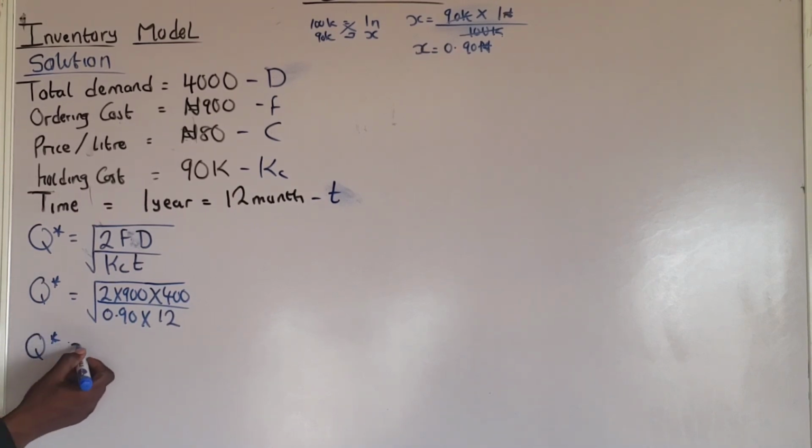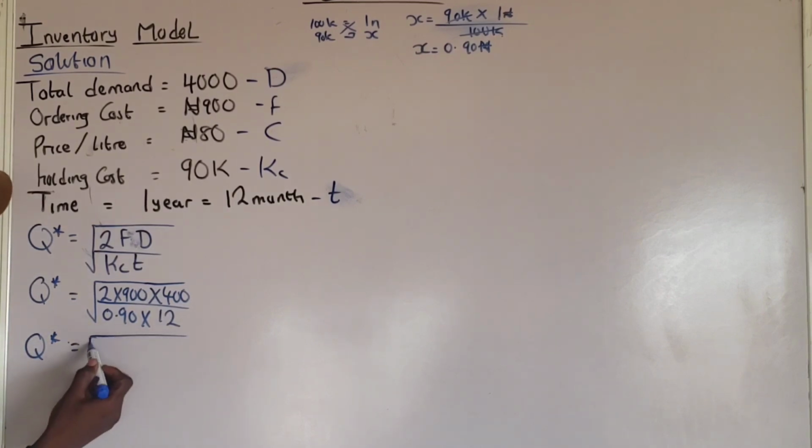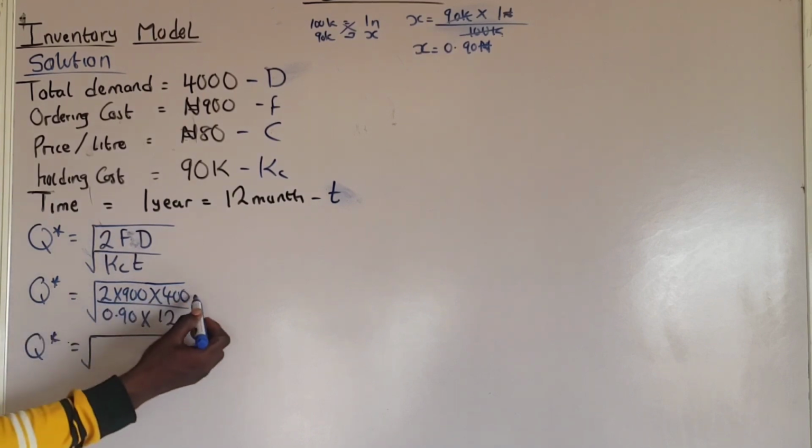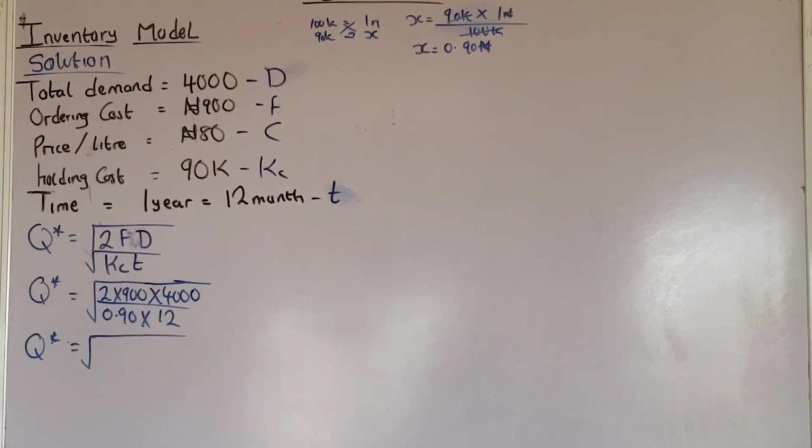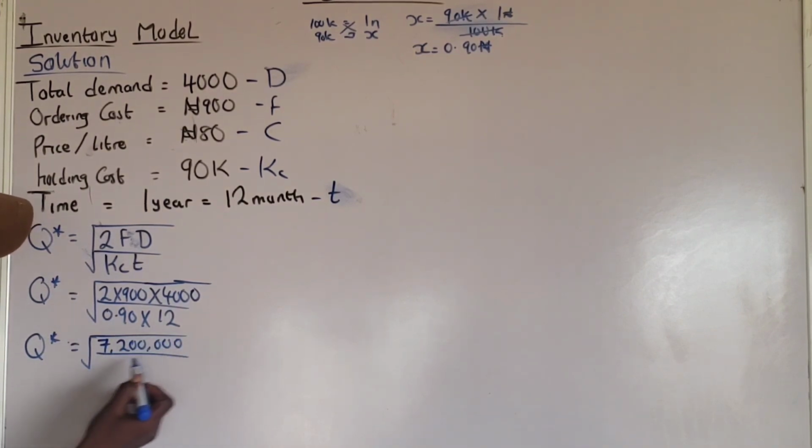Q asterisk is equal to the square root of 2 multiplied by 900 multiplied by 4,000. This is 4,000. Okay? 2 multiplied by 900 multiplied by 4,000. That will give us 7,200,000. Okay, 7,200,000 all over 0.90 multiplied by 12. That is 10.8. So here I'm going to have 10.8.